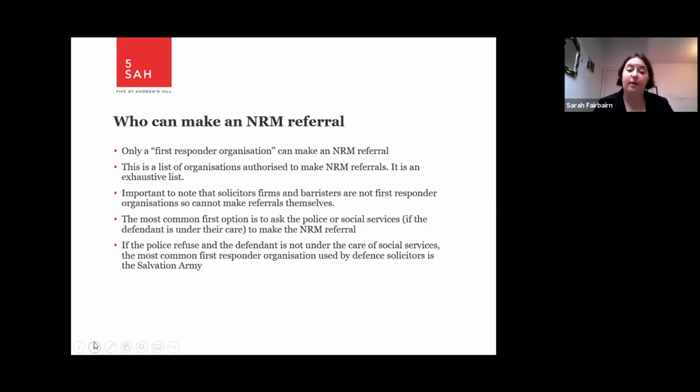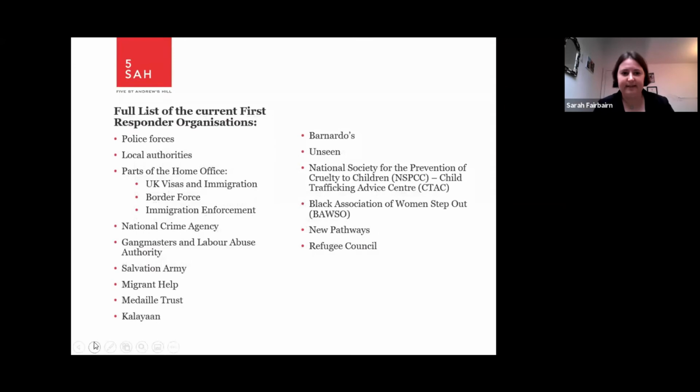Now, the most common first option would be to contact the police. They may already have done one, but in a lot of cases they won't have done. So contact the police, ask them to make the referral. If you're dealing with a defendant who is a looked after child, then the local authority, social services, can also make that referral for you. If the police don't want to do it, and if social services aren't involved, then the most common organisation used by defence solicitors is the Salvation Army. And if we just move on quickly to the next slide, that is the current list of first responder organisations.